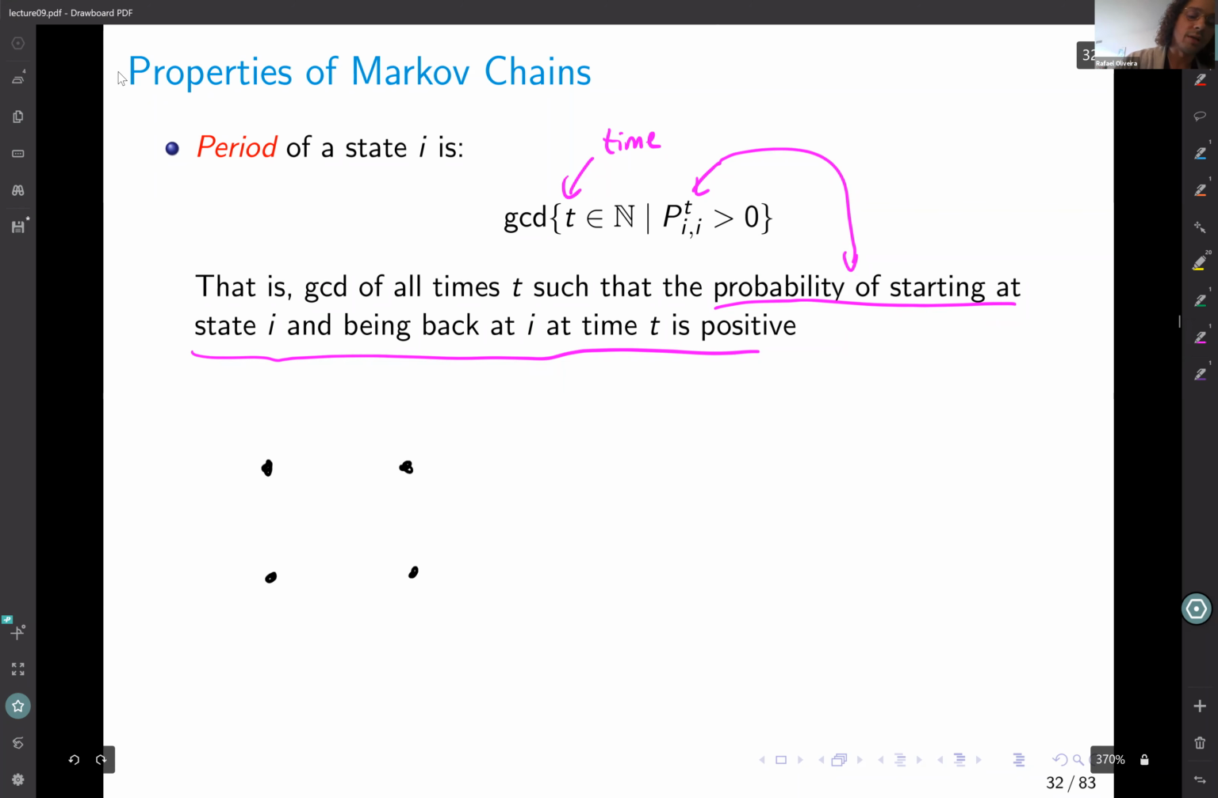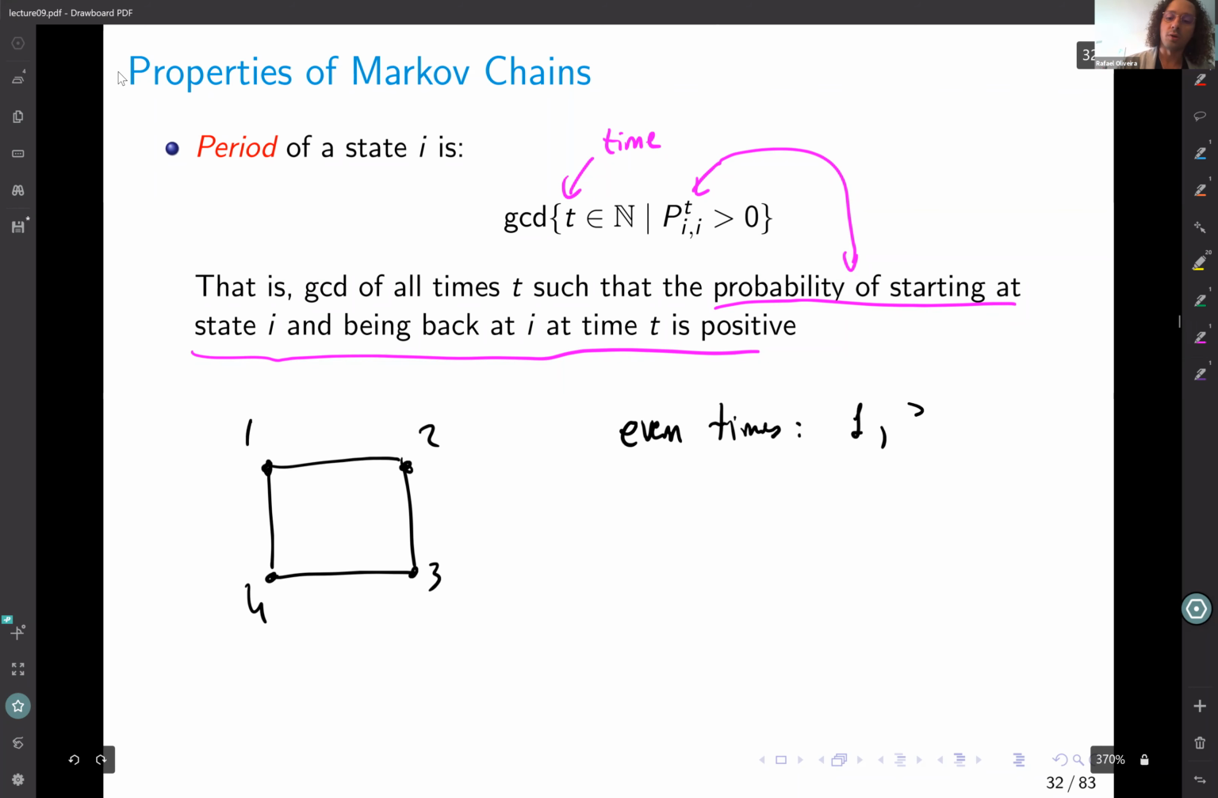Take a random walk, or Markov chain, like the one that we had. We just look at the random walk of this graph with vertices 1, 2, 3, 4. Note that at even times I will be at 1 or 3, and at odd times I will be at 2 and 4, if I start at 1. So if I start at 1, at even times I can only be at 1 or 3, and at odd times I can only be at 2 or 4.